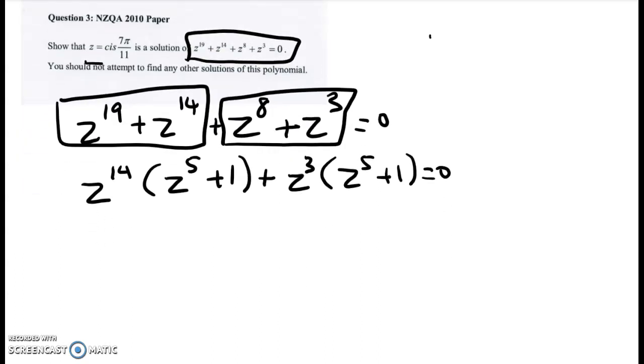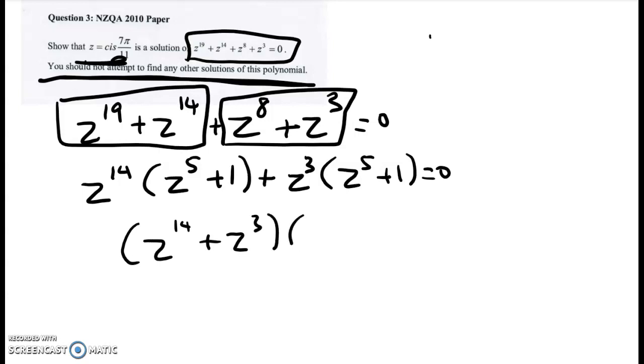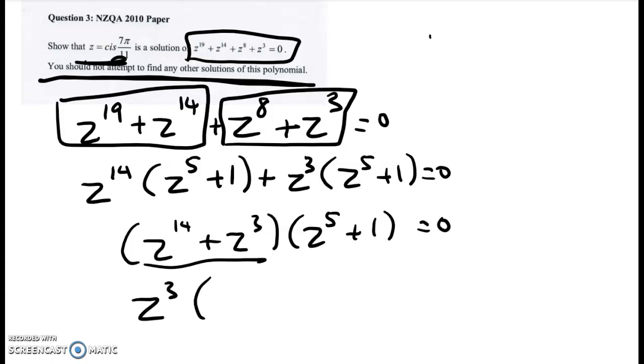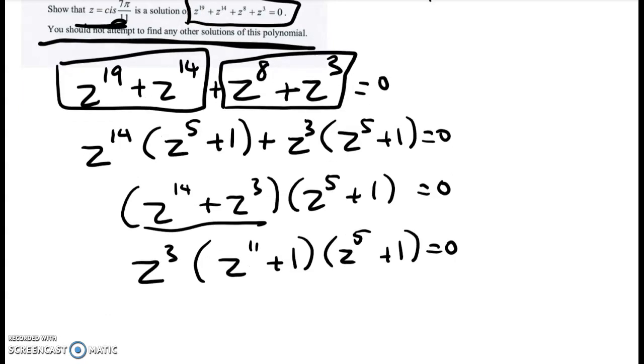So this is just not using the hint at all, right? And if we wanted to, we could easily, going this way, find all of the solutions of this polynomial. But that would be a bit boring. So now we've got z to the power of 14 plus z cubed times z to the power of 5 plus 1 equals 0. And we can clean this up and take out a common factor of z cubed. So z cubed times z to the power of 11 plus 1 times z to the power of 5 plus 1 is equal to 0.